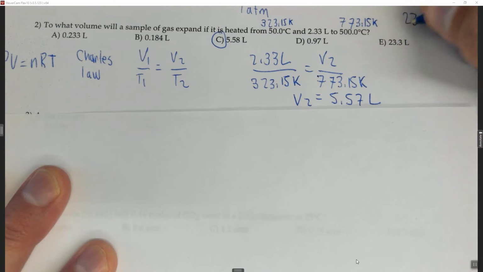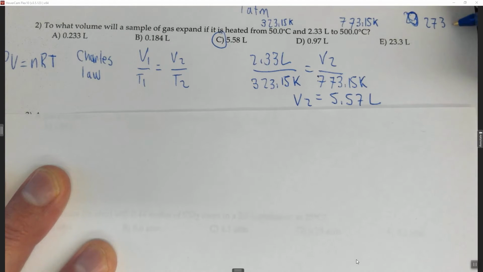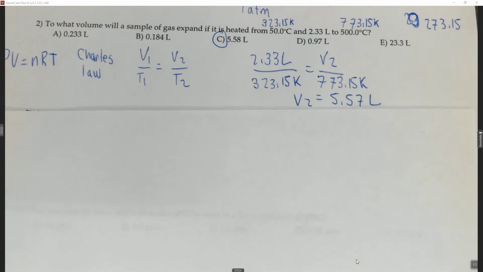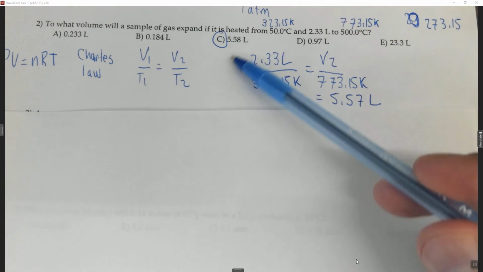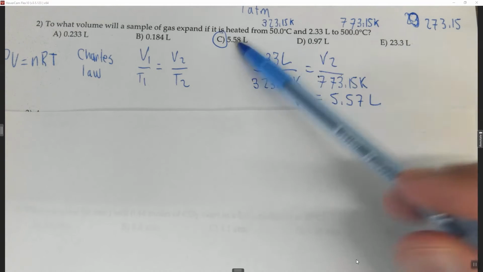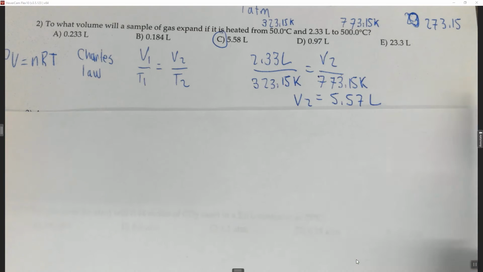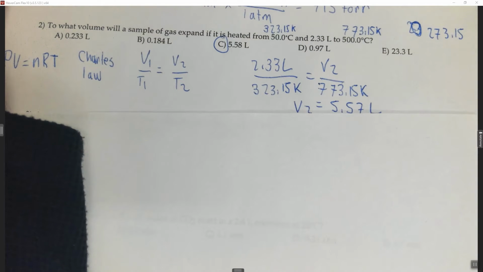You'll note that 273 is 3 sig figs. That's 5 sig figs. That's the only difference, okay? So you might get slightly different answers in the very last decimal place. Don't worry about that. There's no other answer that's anywhere close to 5.57 or 5.58. So that is basically how you do this one.